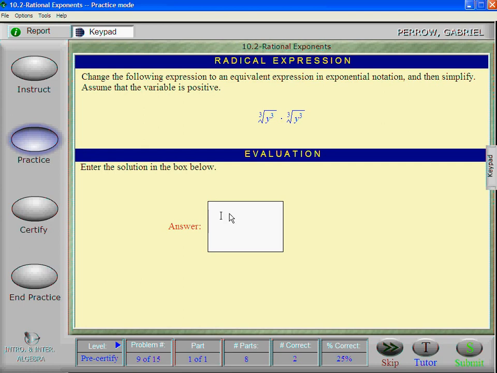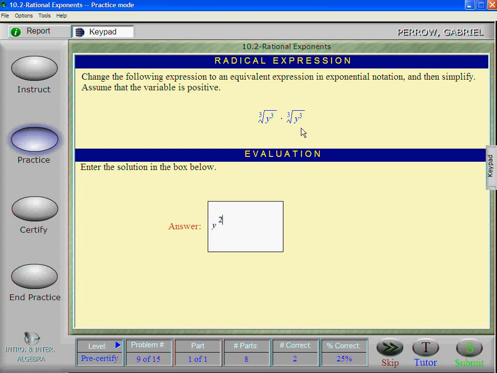Alright, this one here looks like you can assume all the variables are positive. Doesn't make a difference though because of the odd root. They want us to change the following expression to an equivalent expression in exponential notation. The thing is with this, if you cube root y cubed, you're just going to get y there. So y times y is y to the second.